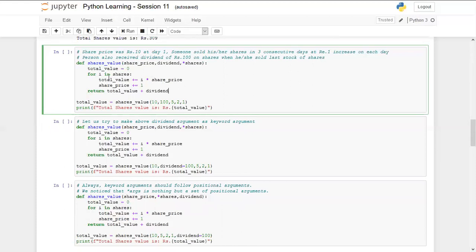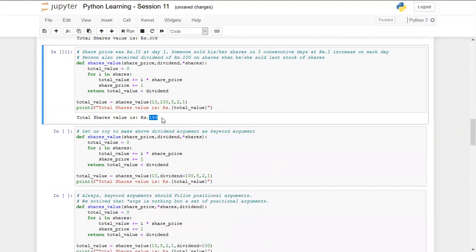The logic is exactly the same, but what we have changed is, first of all, we have taken the share price, which is again 10. Then we have also defined the positional argument dividend as 100. And then we are writing star shares, which takes these three values for the respective shares. Then the same logic is there, but we are also adding the total value plus the dividend they received on the last day. So the total value will be 84 because the values have not changed, plus dividend, which makes 184, the final answer. So you can see the answer is correct.